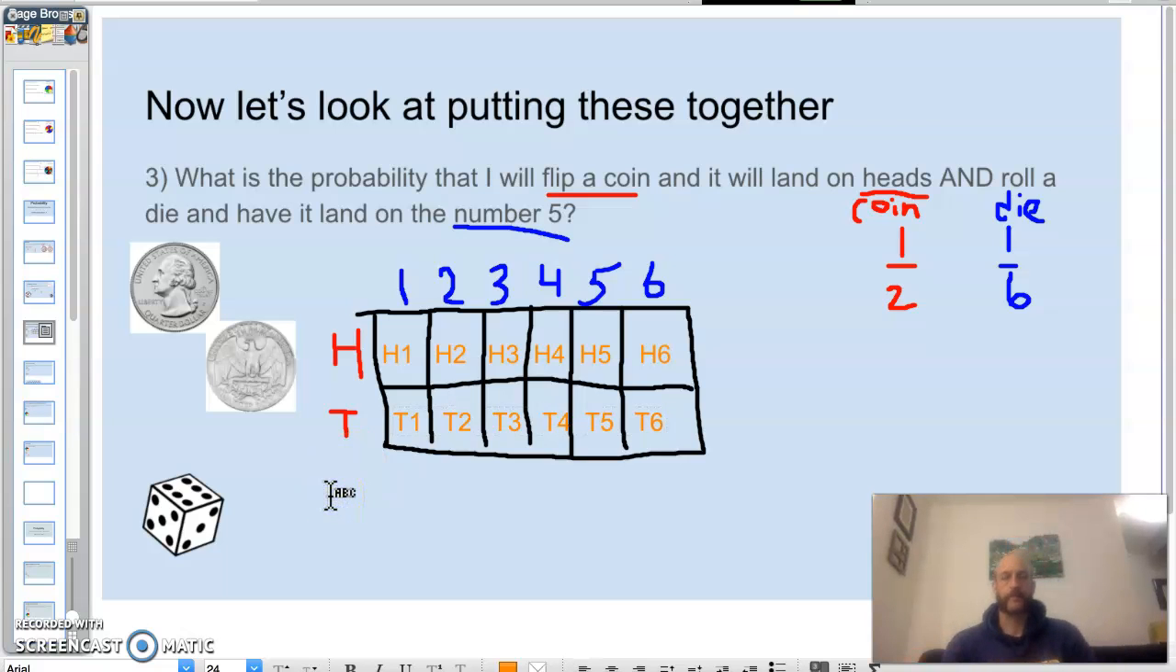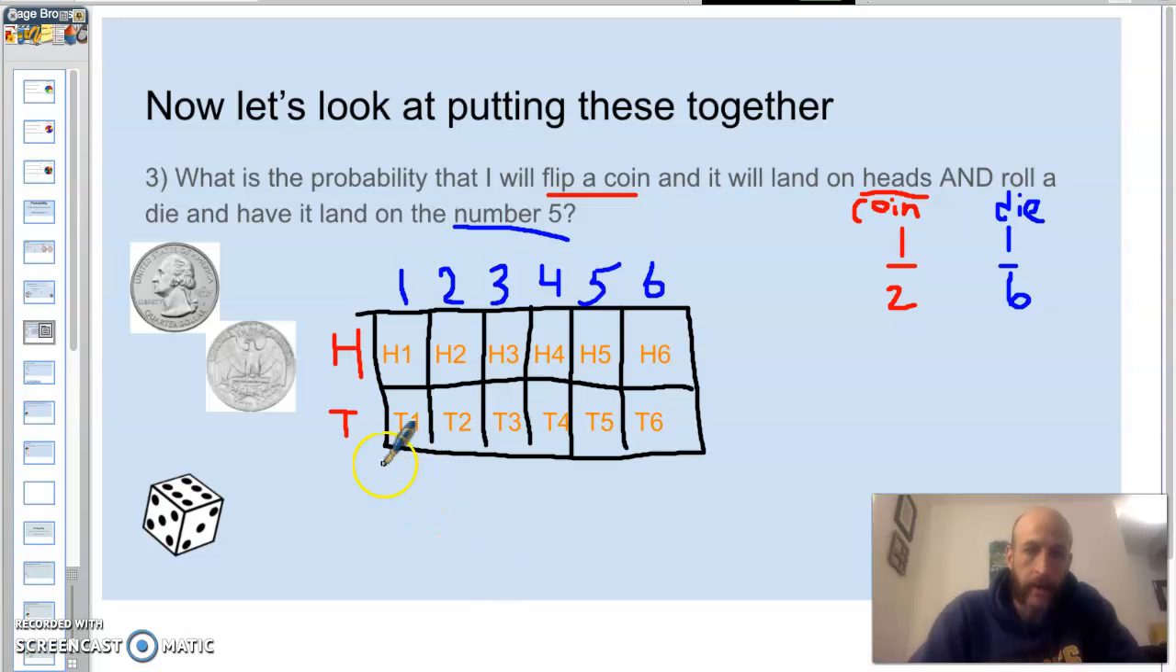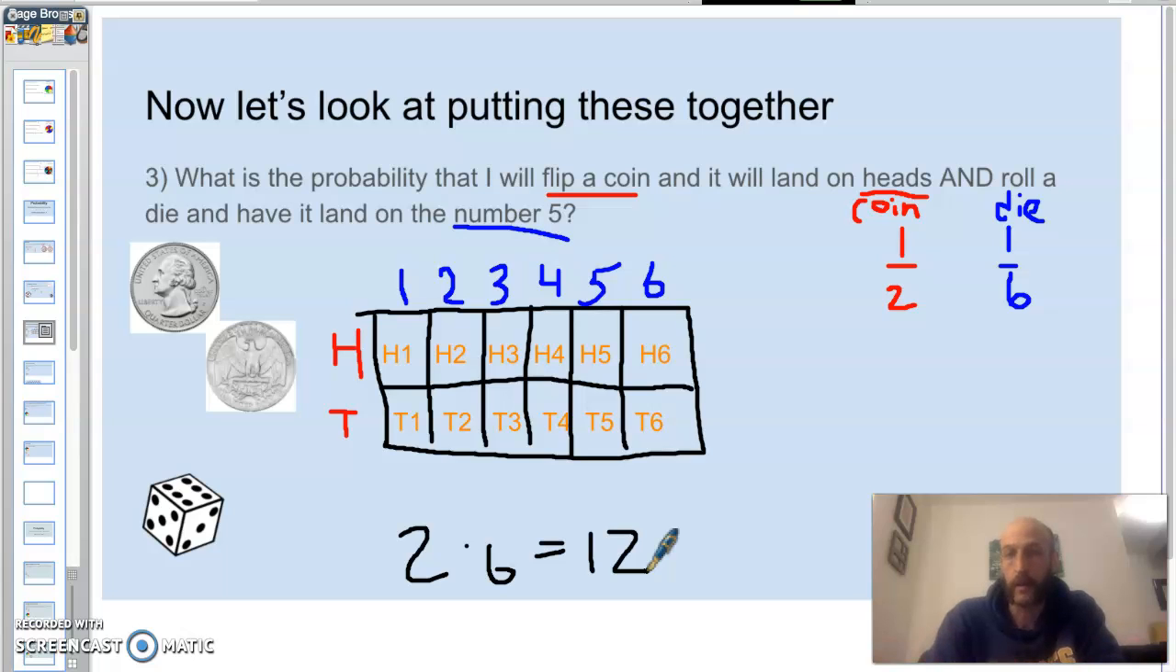All right, so this is super important here. What I want you to notice is that the first thing we do had 2 possible outcomes. The second thing had 6 possible outcomes. And I know 2 times 6 is 12. That means there are 12 possible outcomes when we do both of these things, right? And they're all here. Heads 1, heads 2, heads 3, heads 4, heads 5, heads 6. Tails 1, tails 2, tails 3, tails 4, tails 5, tails 6.